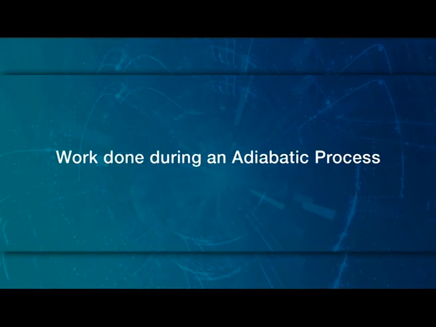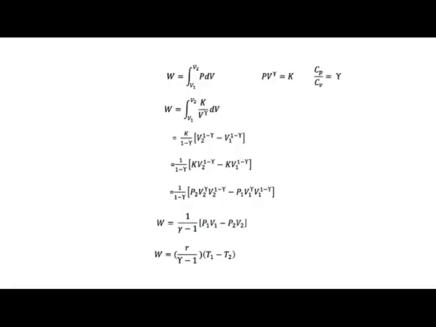Then work done during an adiabatic process. In such a system, no exchange of heat is allowed. Here 1 kilogram of perfect gas is allowed to expand under adiabatic conditions. Work done is equal to integral V1 to V2 P dV. PV raised to gamma is a constant K. This is the adiabatic gas equation, and here gamma is given as Cp by Cv, where Cp is the specific heat of gas at constant pressure.